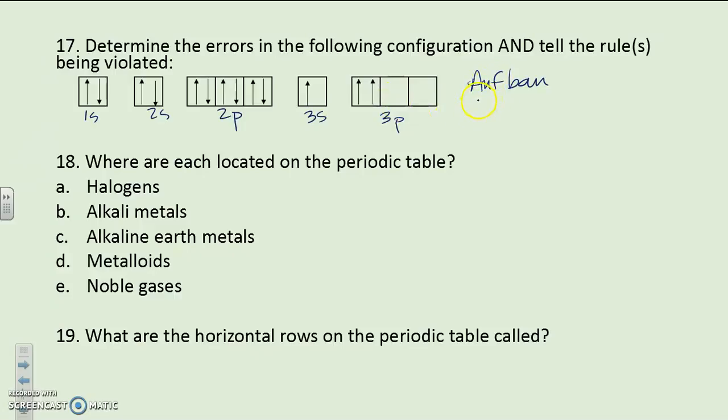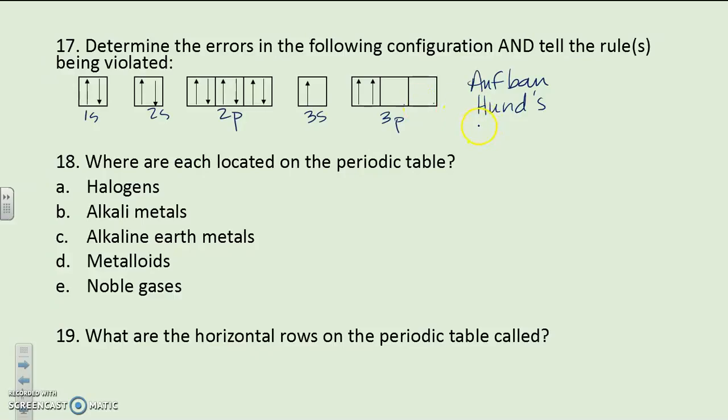Also, you're not obeying Hund's rule. Why are you not obeying Hund's rule? Because each one gets one, and then they get their second. You can't give 2 to the first one. That's not fair. The other 2 are crying now. Mommy, she stole it. Okay, enough of that.